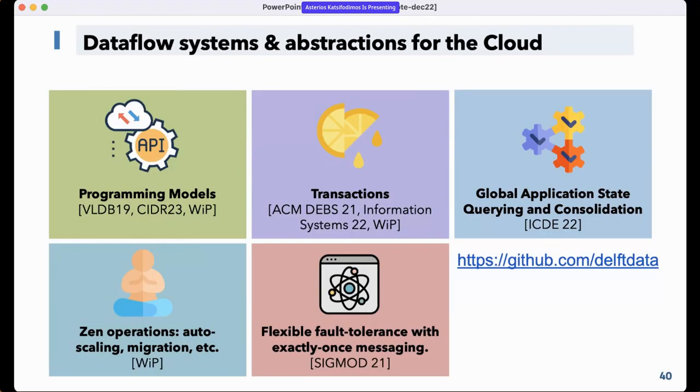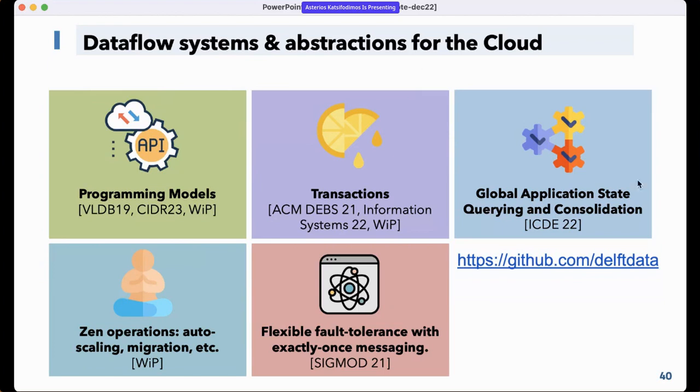Good. Now, are we done, is the question. The answer is no. We are far from being able to do all these. This was an experiment we have done at Delft, and we continue working on it with Guido Salvaneschi also taking part in this effort. There's a bunch of things to be solved before we can take data flow processors and use them as execution engines for general cloud applications.